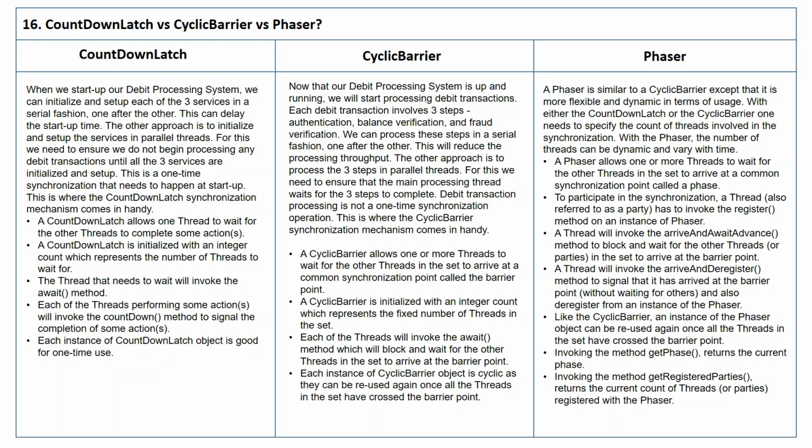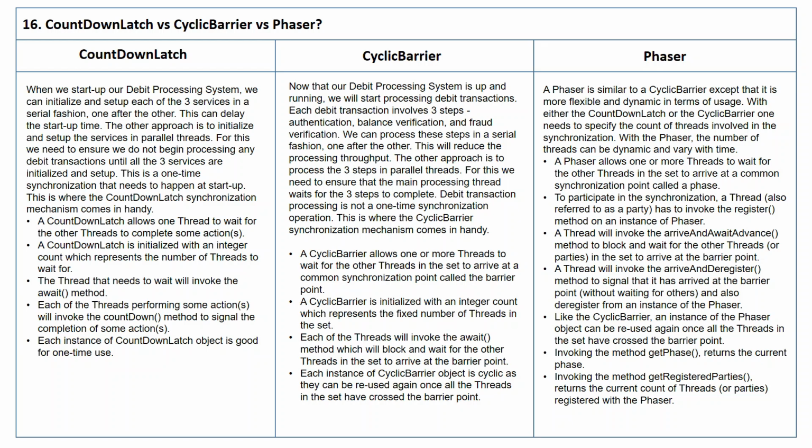A phaser is similar to a cyclic barrier except that it is more flexible and dynamic in terms of usage. With either the countdown latch or the cyclic barrier, one needs to specify the count of threads involved in the synchronization. With the phaser, the number of threads can be dynamic and vary with time. A phaser allows one or more threads to wait for the other threads in the set to arrive at a common synchronization point called a phase. To participate in the synchronization, a thread, also referred to as a party, has to invoke the register method on an instance of phaser.